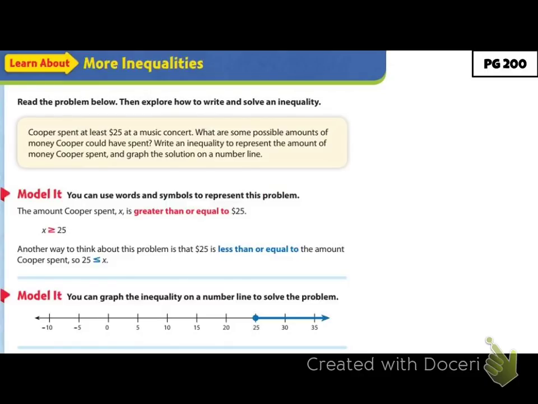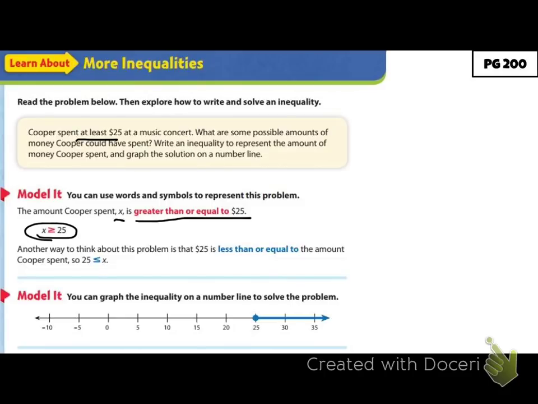So more inequalities. Cooper spent at least $25 at a music concert. What are some possible amounts of money Cooper could have spent? Write an inequality to represent the amount of money Cooper spent and graph the solution on a number line. So for the model it says you can use words and symbols to represent the problem. The amount Cooper spent, which is x, is greater than or equal to 25. Okay, it says at least. At least means greater than or equal to 25.